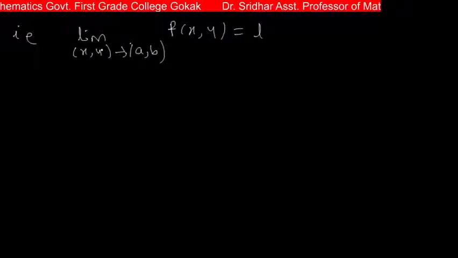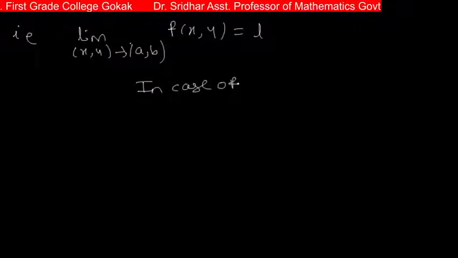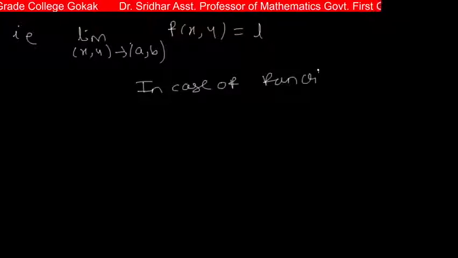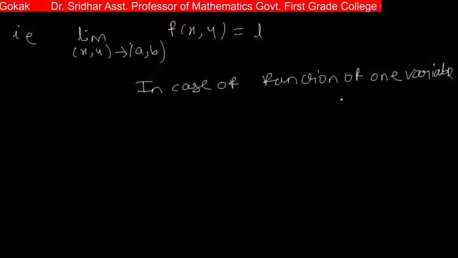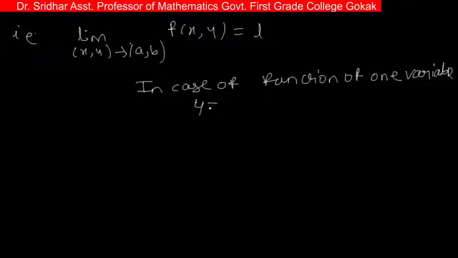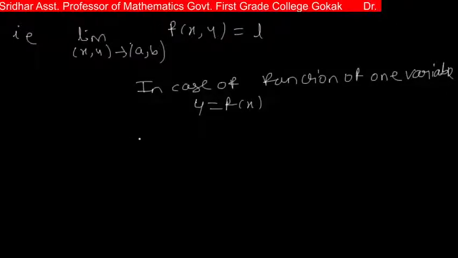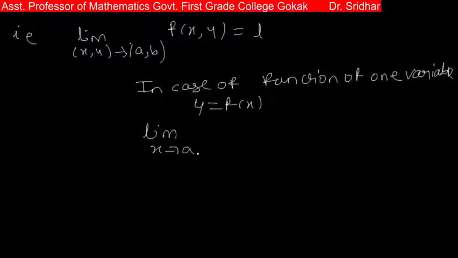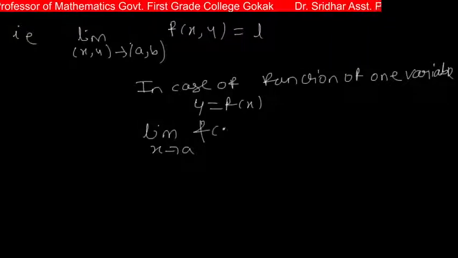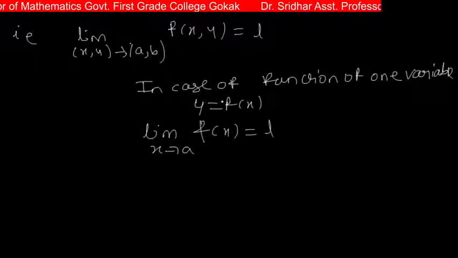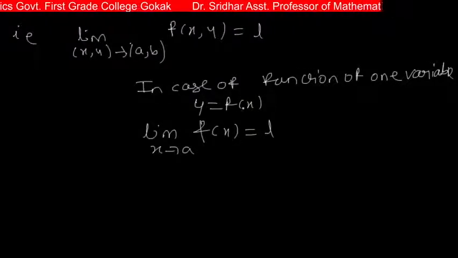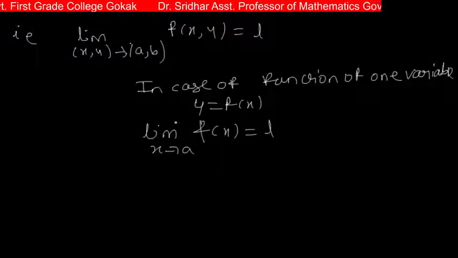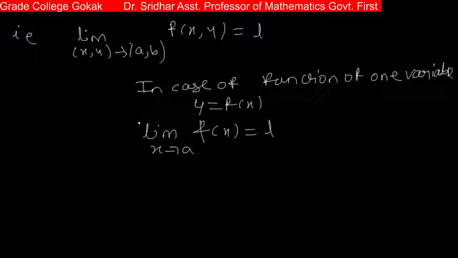So in the case of a single variable, how do we define it? For a function of one variable, y is equal to f of x, we define the limit as x tends to a of f of x is equal to L, right? This we define for a function of only one variable, which you have studied in your first semester.